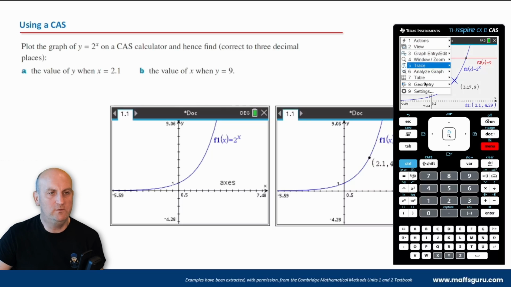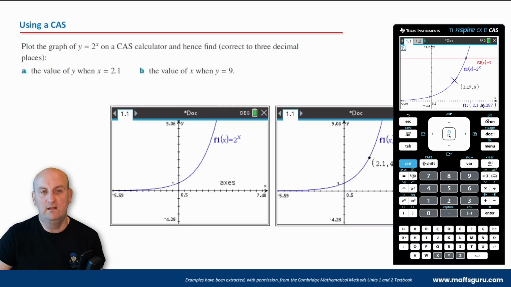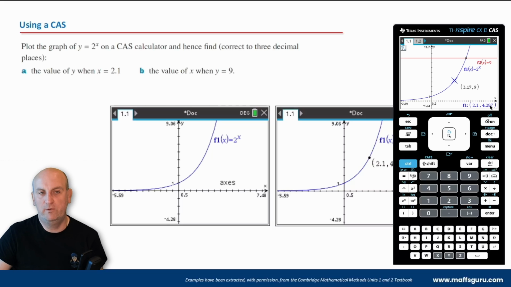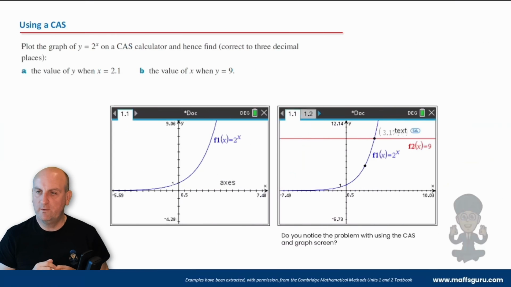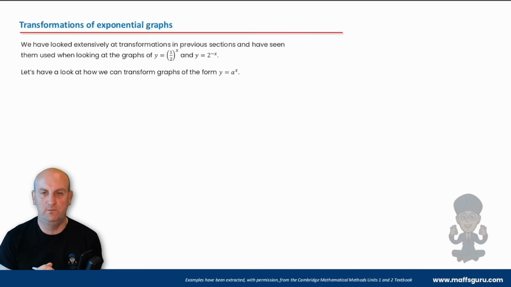If I go menu, settings, float, and I do float 4, for example, and do an OK, there we go. So float 4 will give me 3 decimal places, 4.287. So you can also change that in terms of your graph. Hopefully that is useful. All right. What have we got here? Yep, that's just looking at the information. And again, this screen is just showing you that we can actually work out what we do here with the calculator.